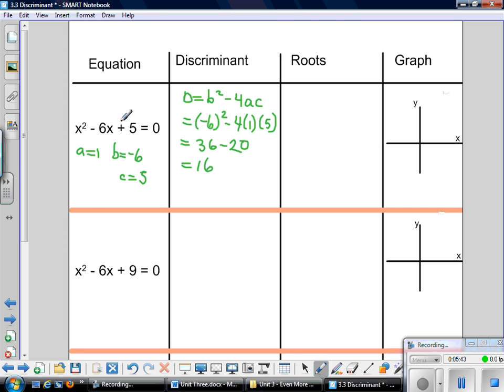So according to the last page, because this number is greater than 0, so D here is greater than 0, it means I should have two real distinct roots. And remember, distinct stands for different.